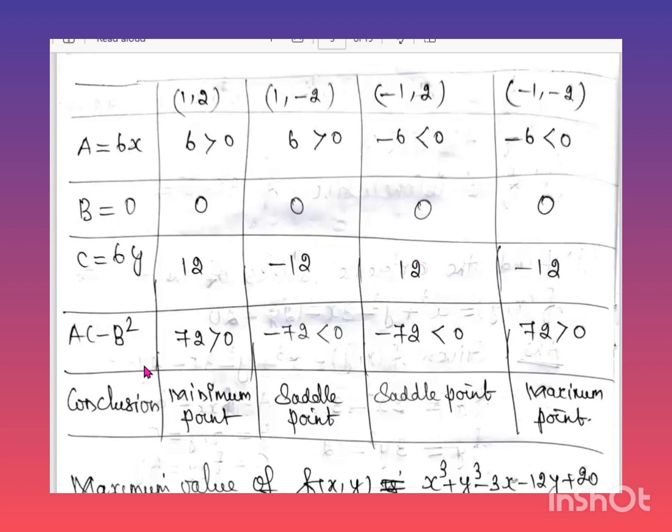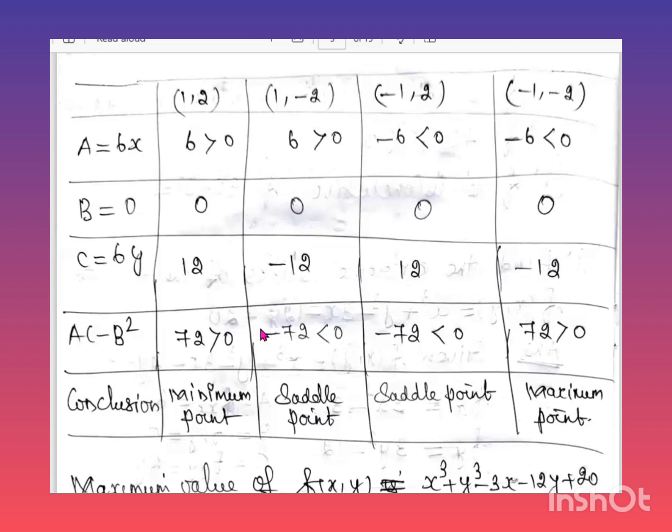AC minus B square. So how to find this one? Let us see. Capital A is equal to 6x. What is the x value? For (1, 2), 1 is x and 2 is y. So 6 into 1 is 6, which is greater than 0. Next point, (1, minus 2): 6x, x is 1, 6 is greater than 0. Next, minus 1: 6x, 6 into minus 1 will be minus 6, which is less than 0. Minus 1, minus 2: minus 6, which is less than 0.